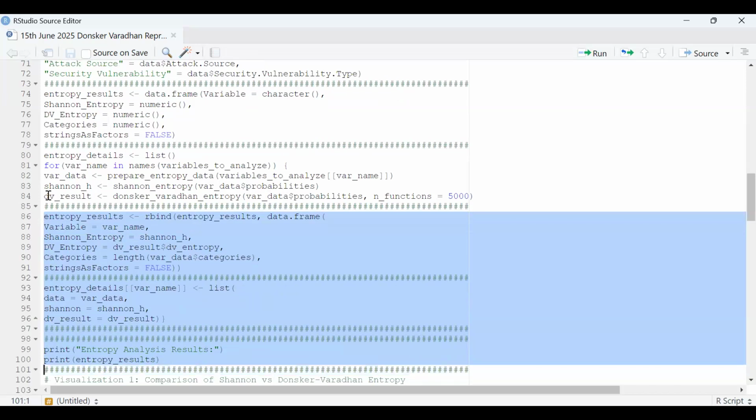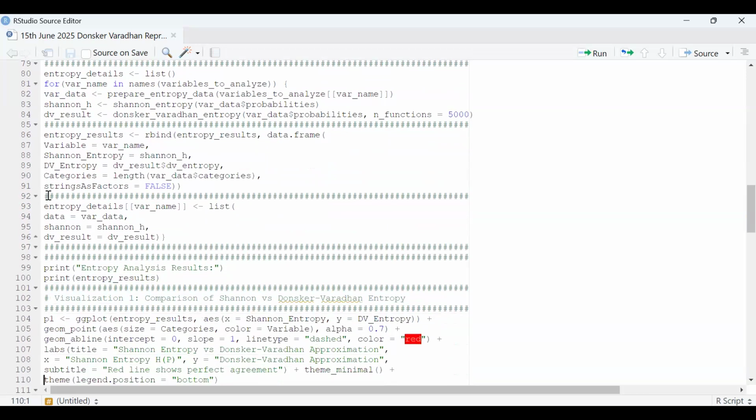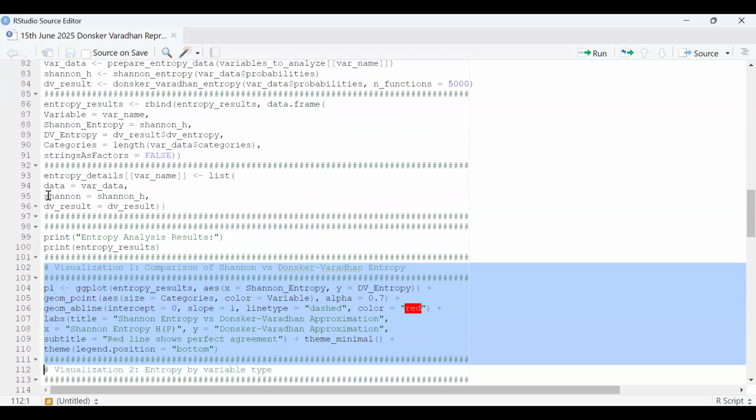So from this point, I can print my results in line 100 where I print my entropy results. But it's good for us to visualize them. So the first thing I do here, in visualization one, is plot a graph of the outcome of the Shannon entropy and then the Donsker-Varadhan entropy to see which of the industries had a high entropy.